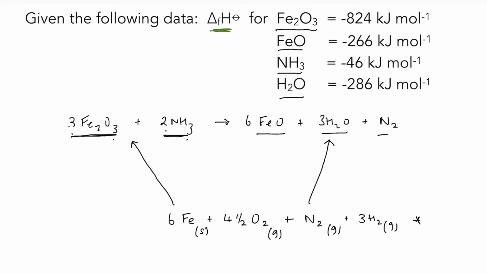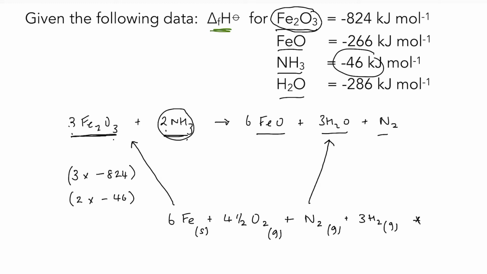I know that the enthalpy formation for 1 mole of iron oxide is minus 824. I'm making 3 moles of iron oxide, so it'd be 3 times minus 824. So I'm putting this information on the relevant arrows for the relevant equations. I'm also going to make 2 ammonia, so I'm going to need 2 lots of minus 46. That would be the enthalpy change to make my iron oxide and my ammonia.